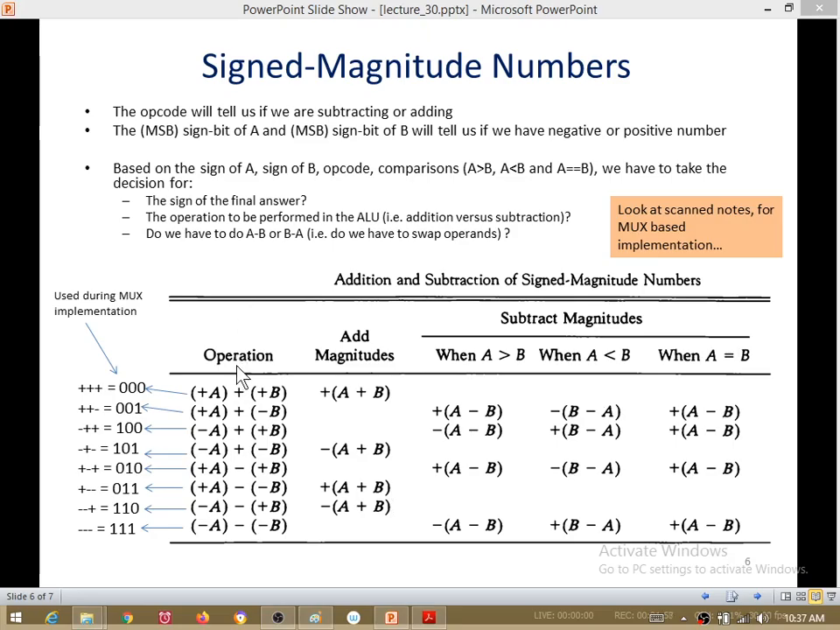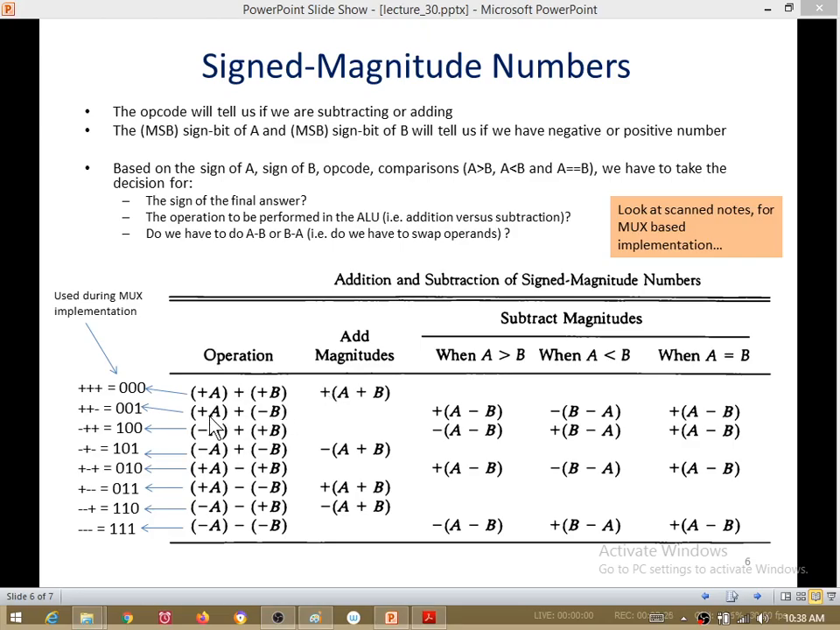So for example, it is saying that if A and B both are positive and you are adding them up, then our operation is as simple as saying that I am simply going to add A and B, and then for sure the final answer is going to have a positive sign, or a positive equivalent sign digit, which is going to be a 0, because 0 stands for a positive answer and 1 stands for a negative number.